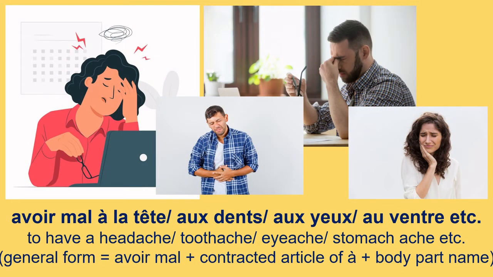Now, this is a particularly important slide which tells you how to talk about when you're having pain with respect to a particular body part. So what's the formula? Look at the last line. It is avoir mal. Then you take the contracted article of à. You know each body part has its own name as well as an article associated with it. So you take the contracted article of à. Okay, if it's à plus le, then you make it au and so on. And then you add the name of the body part. So I've given you some examples.